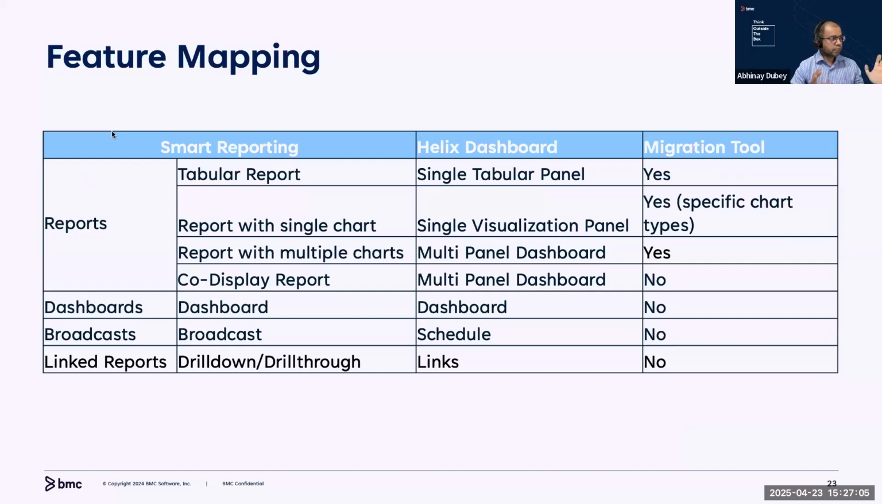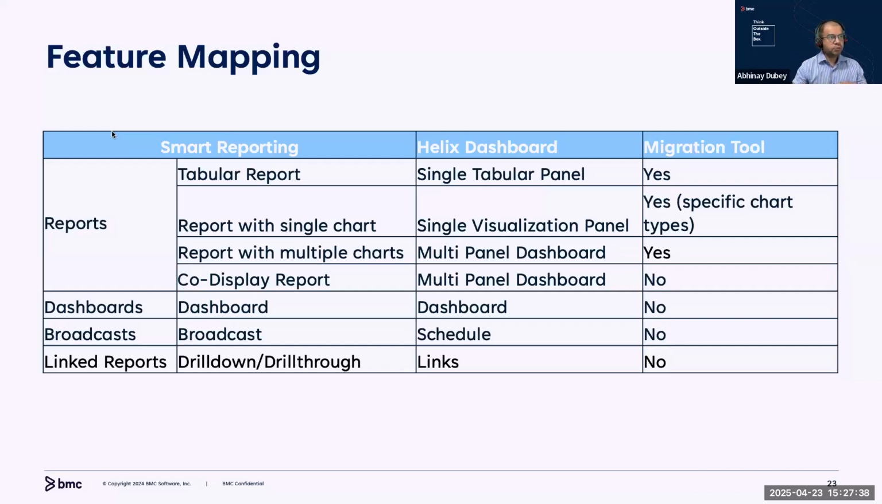But I've listed only the top key features which have the biggest impact on the migration. So we want to talk about reports, dashboards, broadcasts, and report links. Now, first thing you would observe is on the smart reporting world, you had many different types of reports. So you had reports with one visualization, multiple visualizations, co-display reports, dashboards.